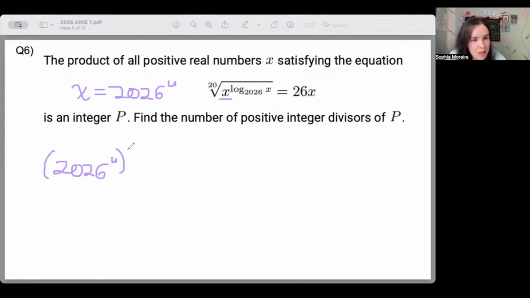This whole chunk is going to be to the power of something else, and that's going to come by using exponent rules, u times that thing. So I'm just going to write it over here. Log 2026 of 2026 to the u. The u pops to the outside of a log. We get log 2026 of 2026, which is just 1. So this literally simplifies down to u times u, which is very nice.